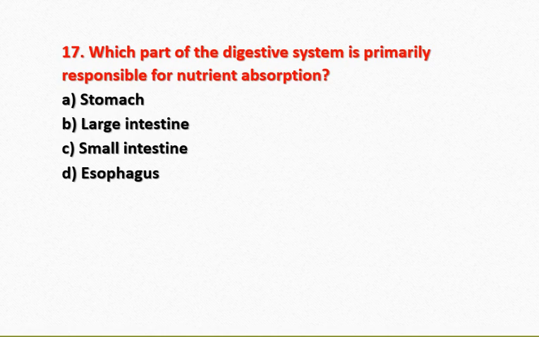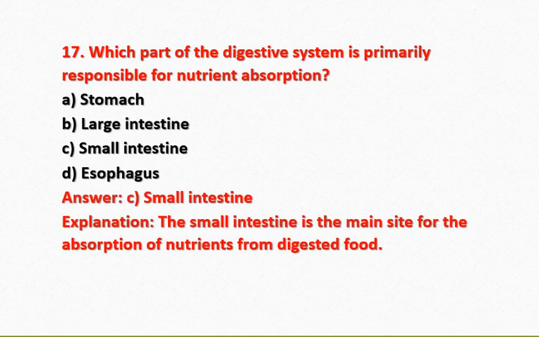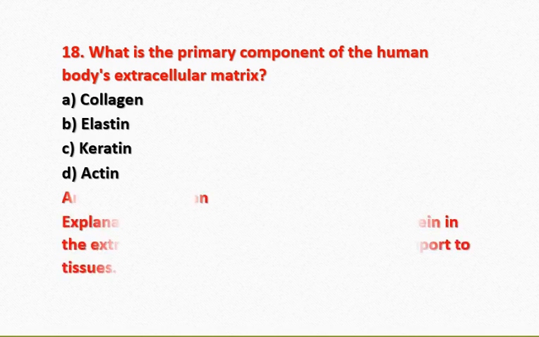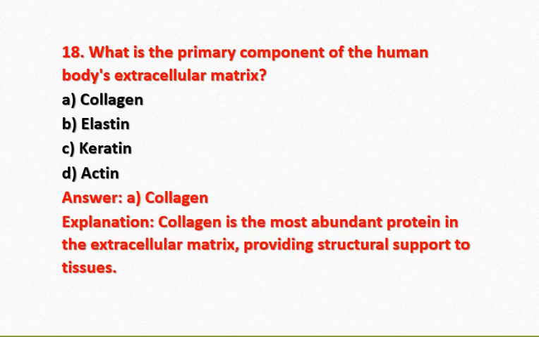Which part of the digestive system is primarily responsible for nutrient absorption? Correct answer is option C, small intestine. What is the primary component of the human body's extracellular matrix? Correct answer is option A, collagen.